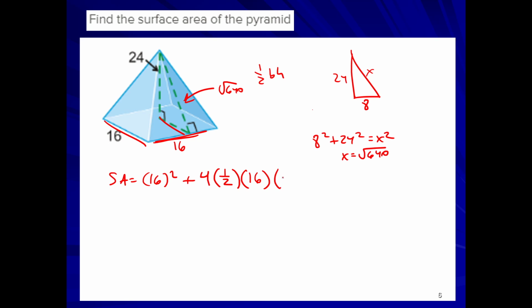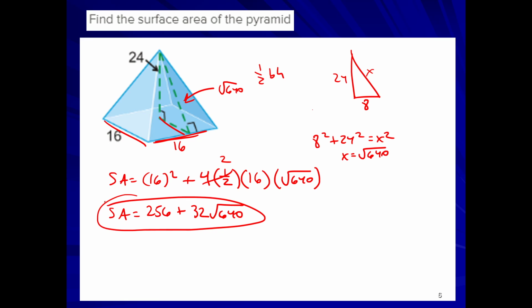And that's our height of our triangle. And we can calculate that out. 16 squared is 256 plus, this will just cancel out to 2. 2 times 16 is 32. And that doesn't combine any further.